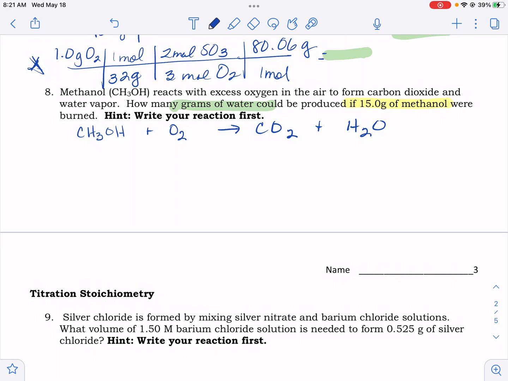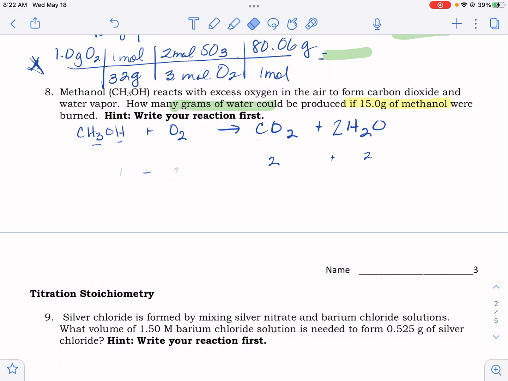We have an even number of hydrogens over here. We have one carbon. We have 4 hydrogens, so I'm going to put a 2 there. This gives me 2 oxygens and 2 oxygens here. But over here I have 2 oxygens plus 1. This is going to have to end up as an even number.